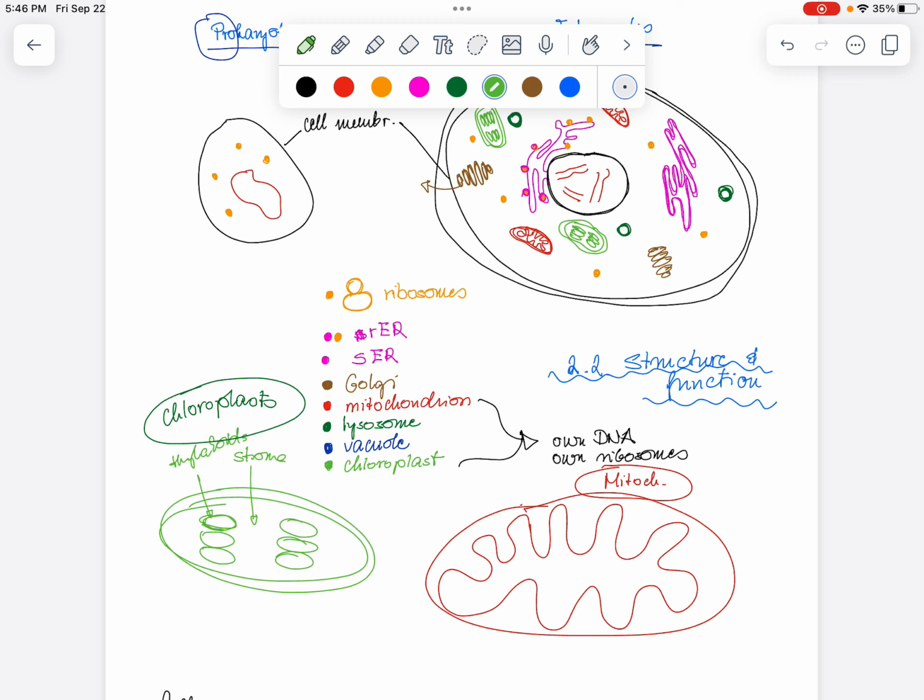Now, we have the thylakoids inside. These are kind of stacked coins on top of each other. And we have the stroma. The thylakoids are organized into stacks, and they are called grana. Granum first, or grana, many of them.